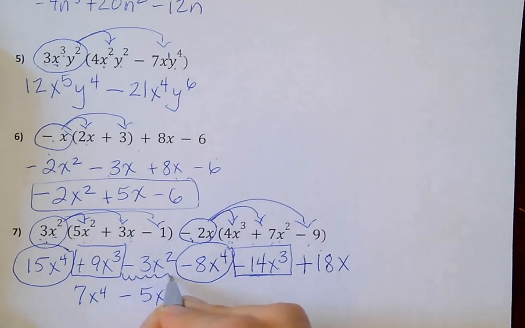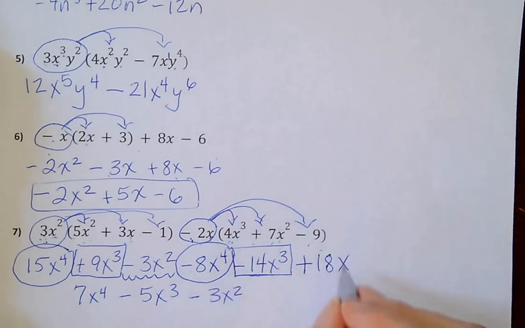And then I'm going to see, are there any more x squareds? Nope, so that's just minus 3x squared. And then this guy's by himself, right? So we're going to say plus 18x. I'm in standard form because I go from highest to lowest exponent.